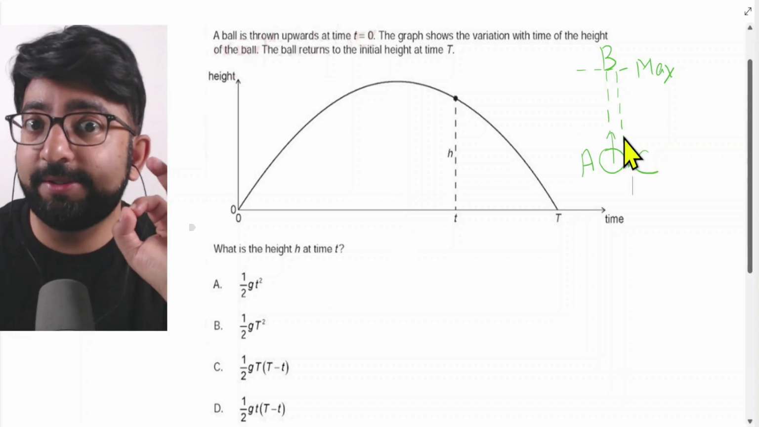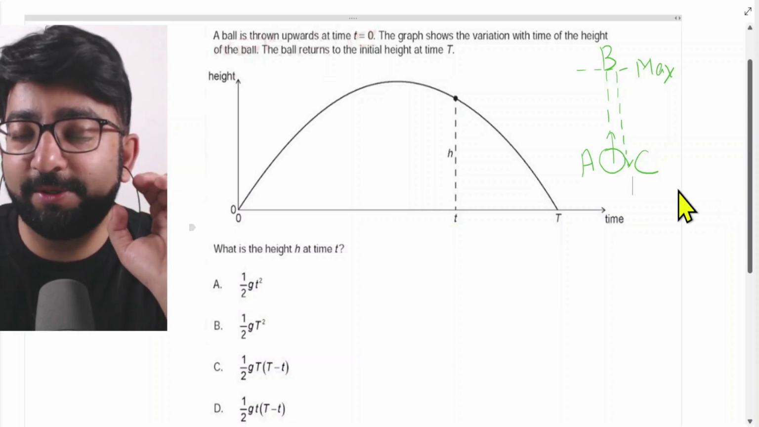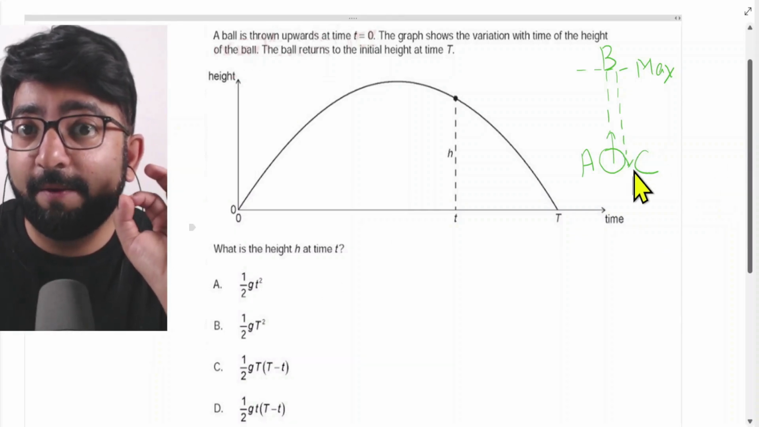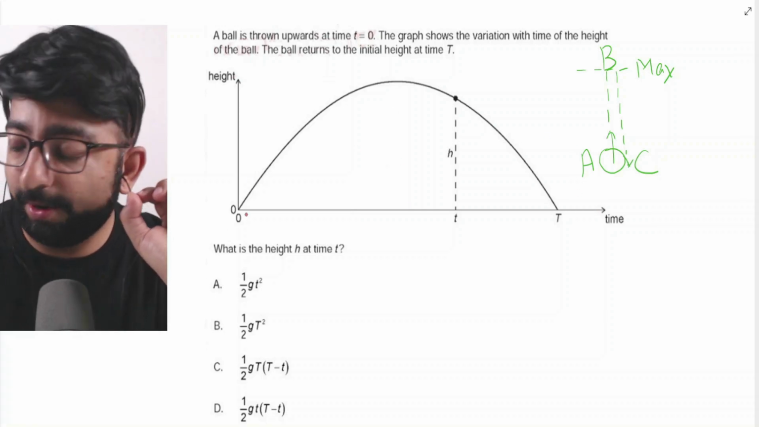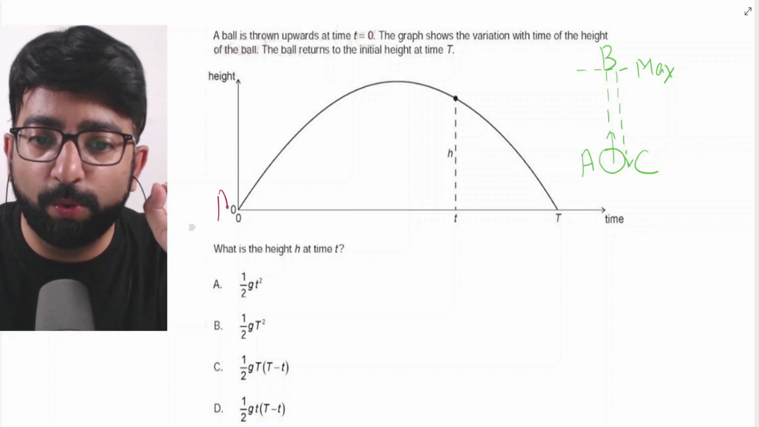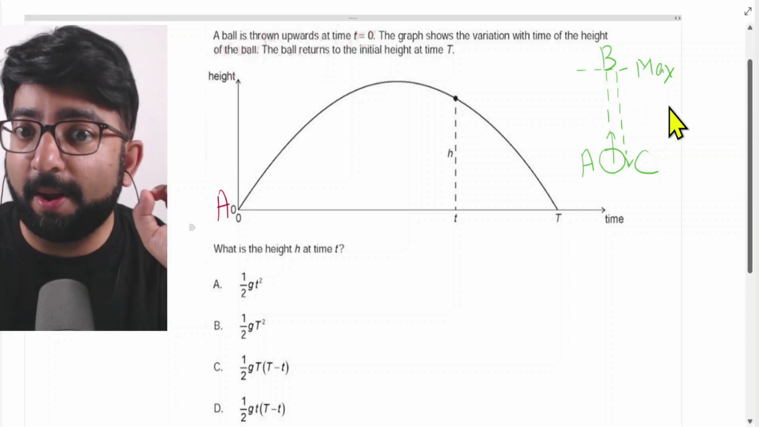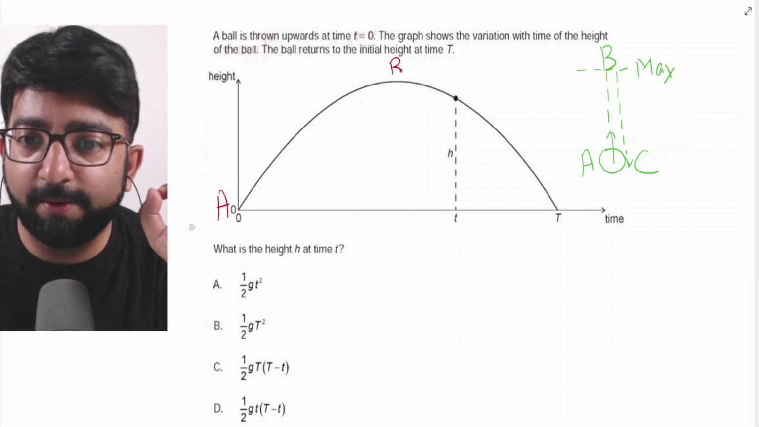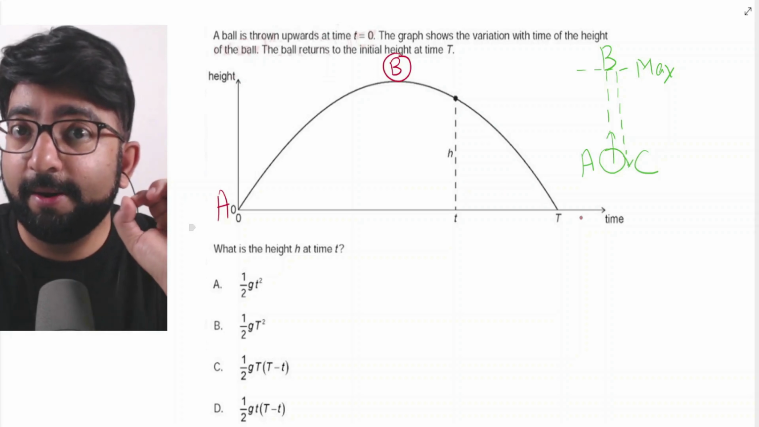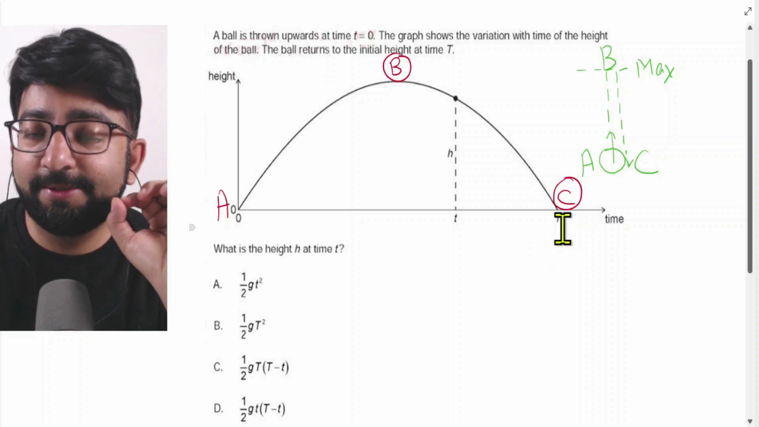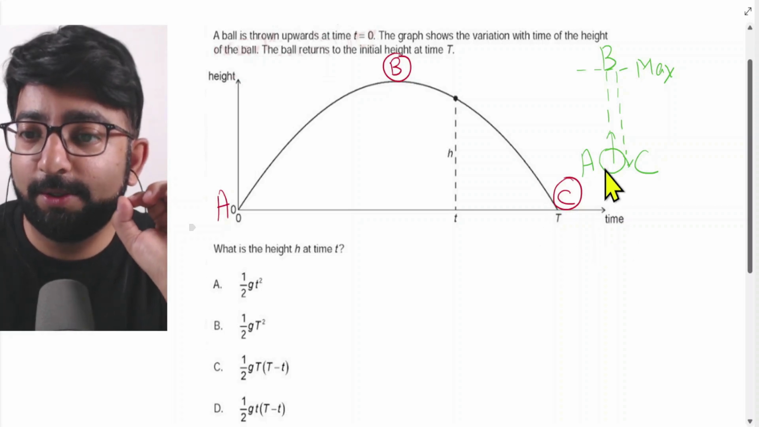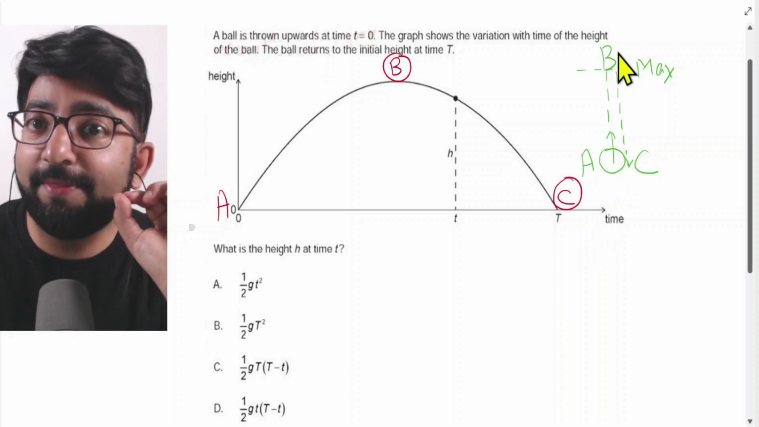Now point A and point C are actually the same point, but just for the sake of explanation, I have separated A and C. So in this graph, where are A, B, C? A is the starting point, so time t equal to 0 will be point A. B is the maximum height, so over here we write point B, and point C is over here, which means capital T signifies the total time taken by the ball to go up and then back down.